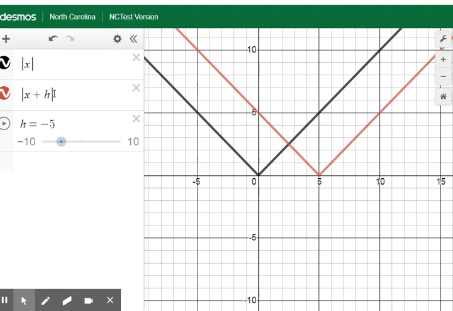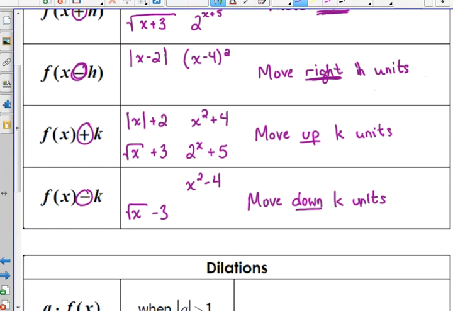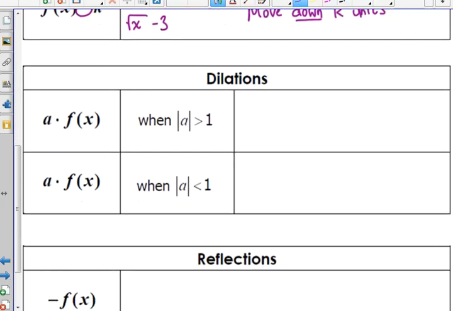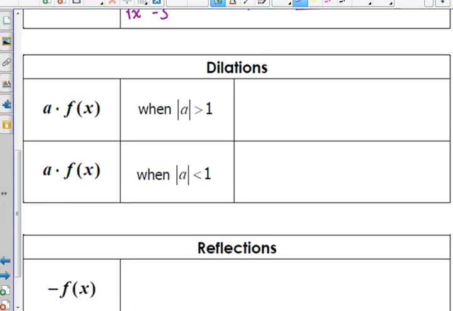Like, this is the NC test version, the sliders are available to you on the EOC. All right, so let's finish out our list here. Let's talk about dilations, stretching, and shrinking.